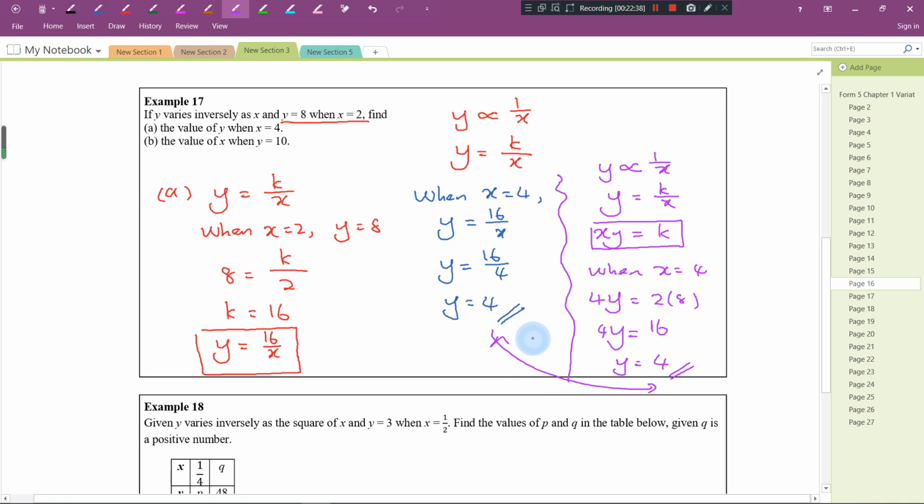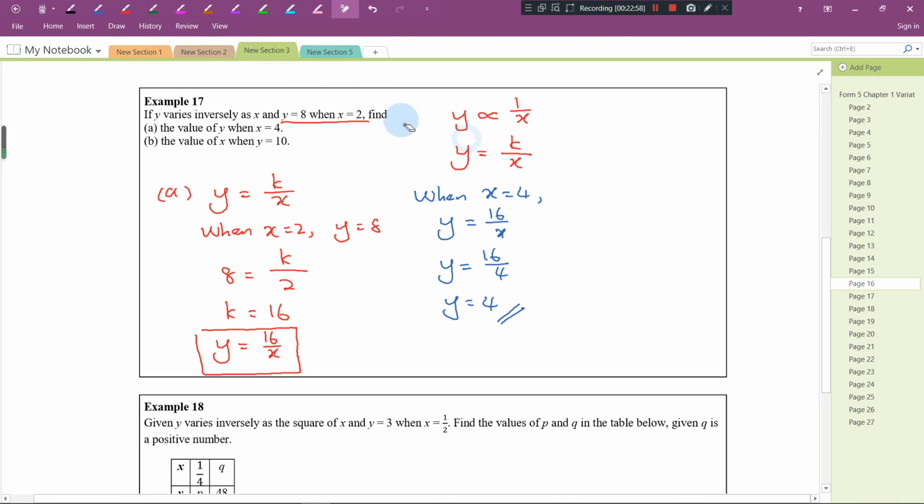So if you want to try it on your own, you can try both methods. It's all up to you, you can use this method or this method. Okay, for part B, I will use this equation to help me get the x. If you want to try this method, you can try and see. You should be able to get exactly the same answer.